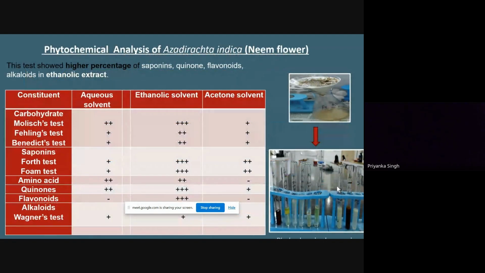Now, for the phytochemical analysis, we have found that these flower extracts in the aqueous solvent and the ethanolic solvent show the presence of carbohydrates, saponin, amino acid, quinone, flavonoid in a very good amount. So we have selected the aqueous solvent and ethanolic solvent for our further study.